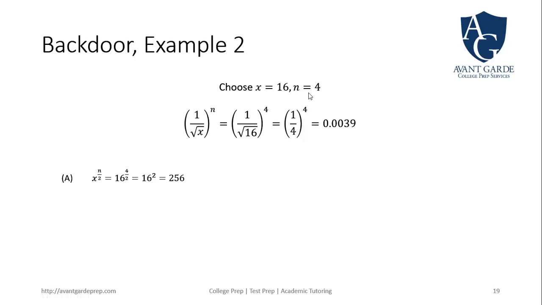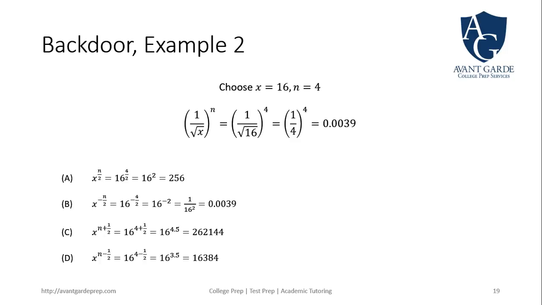We do that for A, 256. Yes, definitely not working for us there. B, insert that one, x to the negative n over 2, or n/2. Insert that, and that gives us the value we're looking for. C, do that. Definitely not what we're looking for, as you can see how large that value is. And then D, again, an extremely large value that does not fit our needs. So B is the correct answer for this one.